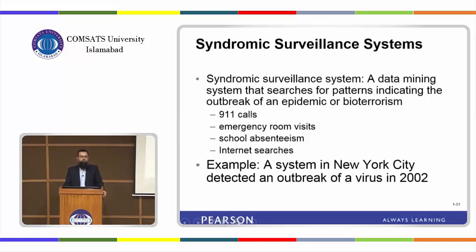Syndromic surveillance systems: based on the data you can predict what kind of viral disease is going to spread in the near future. Like in Pakistan, for the last few years, dengue fever is quite common, and in different areas they have the patterns and the data. So based on that data, they can predict in the next few weeks where there is the possibility of this dengue fever spreading. So they can take precautionary measures, and then they can avoid the possible sufferings of the people. It's the same case that they did in the US for different viral diseases.